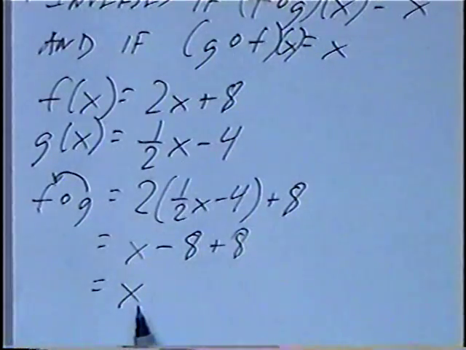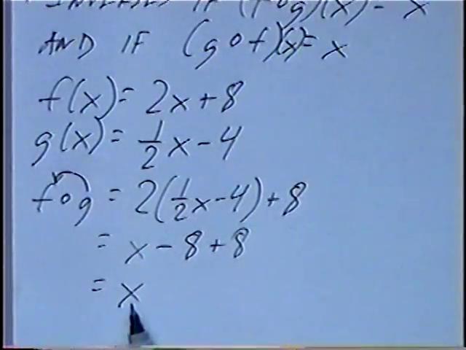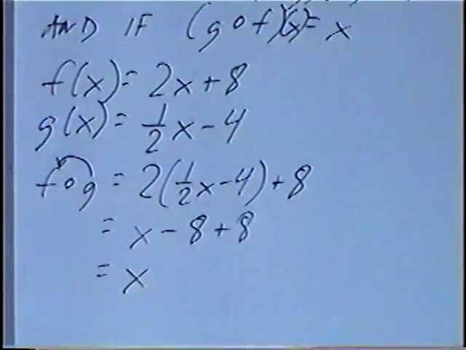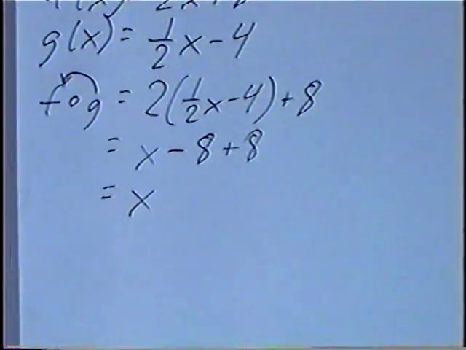So the first composition is equal to x, and if we check the second composition, if it's equal to x, they're inverses. If it's not equal to x, then they're not inverses.